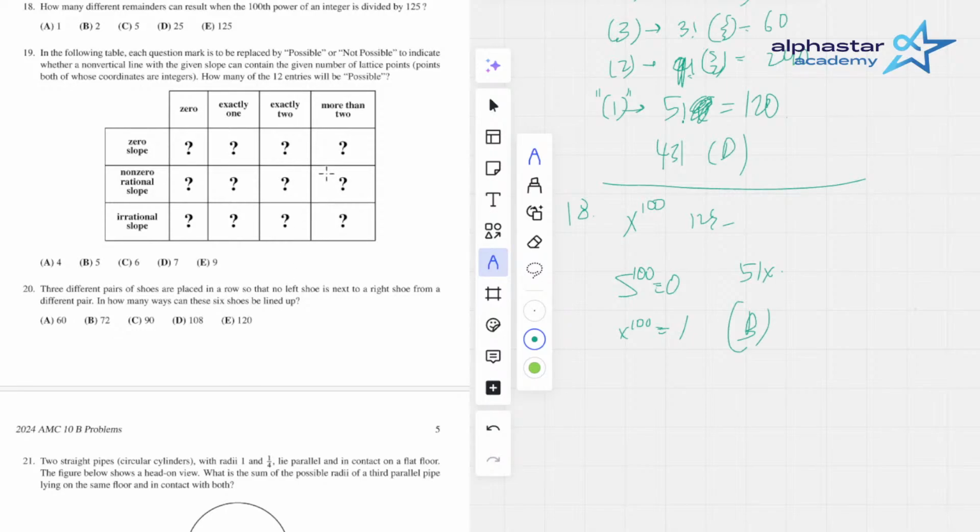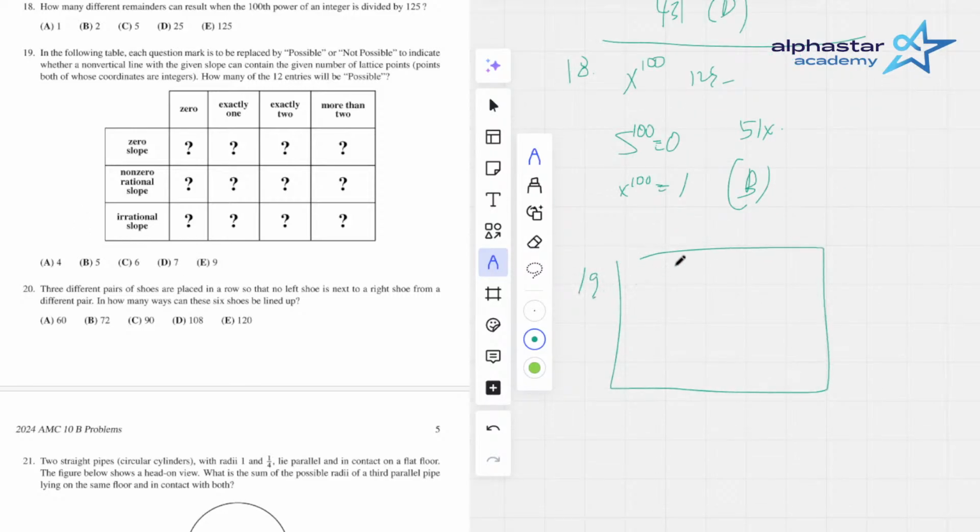Possible, okay. Okay, so a non-vertical line contains this number of lattice points. We know that no line can contain exactly 2 lattice points, so that's definitely no. That's definitely no. 1 and 0. 0 slope, non-zero rational, and irrational.